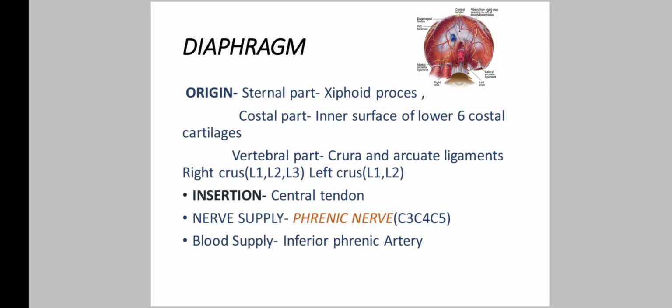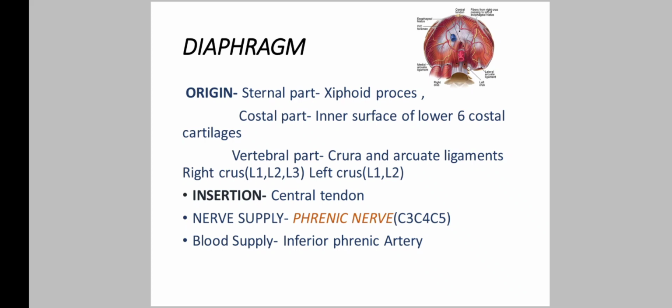So first, study about the diaphragm, where it originates from. It has basically three parts. Sternal part: it originates from the xiphoid process. Then there is the costal part. As the name suggests, it originates from the inner surface of the lower 6 costal cartilages. Then comes the vertebral part. It has crural and arcuate ligaments.